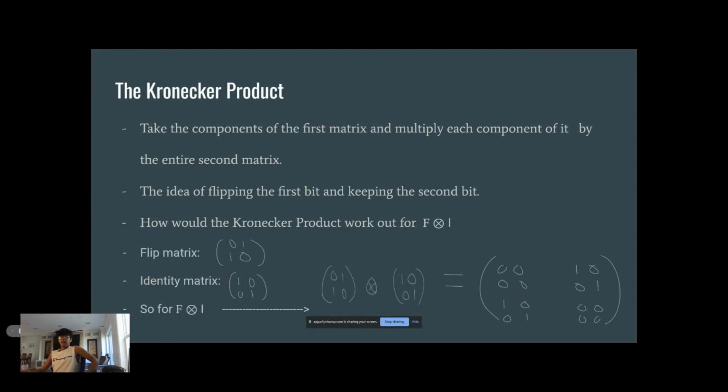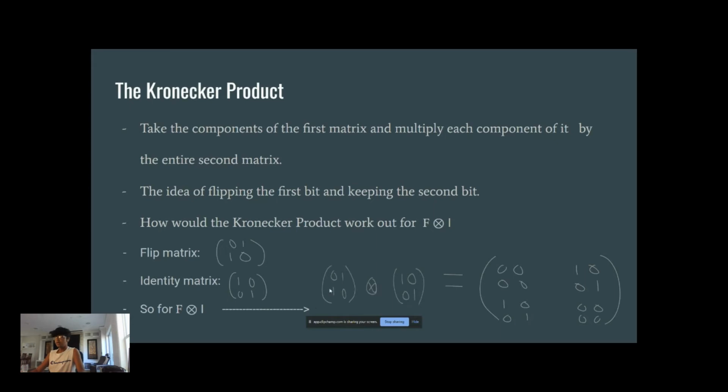Right, so the Kronecker product. The idea of flipping the first bit and keeping the second bit is really implemented by the Kronecker product, right? Now here it takes the components of the first matrix and multiplies each component of it by the second matrix, right? So now how would the Kronecker product work out for F tensor I? Well, we know that our flip matrix is 0, 1, 1, 0, and our identity matrix is 1, 0, 0, 1. So if we were to find the Kronecker product, we would do 0 times the identity matrix here, 1, 0, 0, 1. So 0 times 1, 0 times 0, 0 times 0, 0 times 1. So that just results in 0, 0, 0, 0, because anything times 0 is obviously 0.